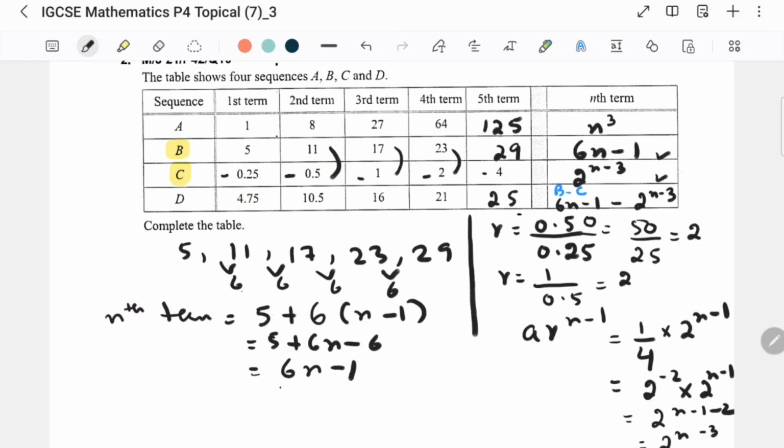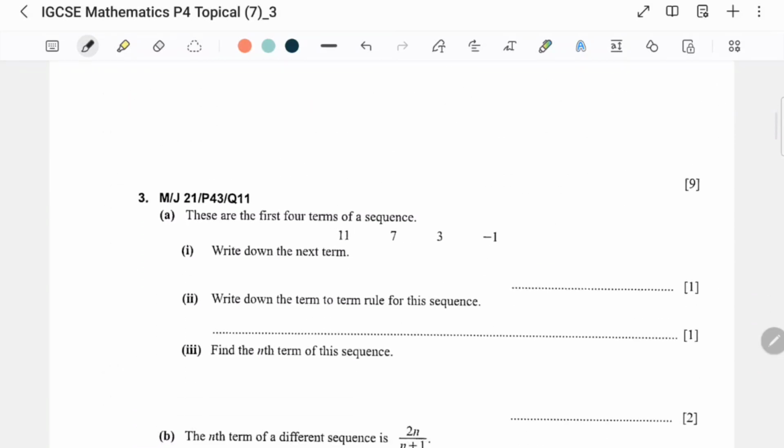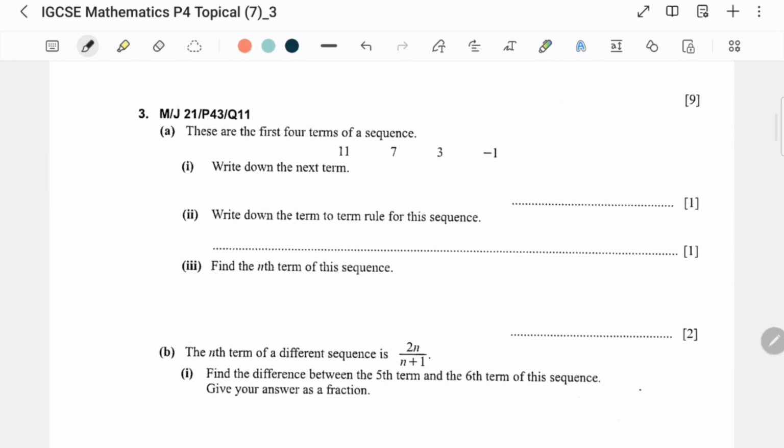It's a different one, so I've told you this one as well. So this is question number 3. In question number 3, you have May June 2021 paper 4 question 11. These are the first 4 terms of the sequence: 11, 7, 3, minus 1. So the difference 7 minus 11 is minus 4, and minus 1 minus 3 is minus 4. They are asking you to find out the next term. So minus 1 minus 4 is equal to minus 5.